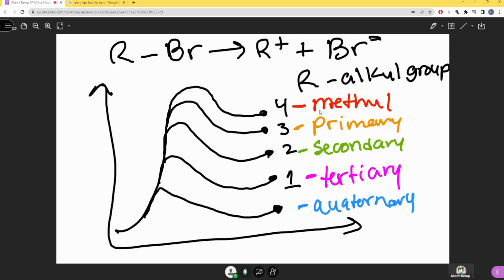Wait, so methyl has the highest energy out of all these, and then enthalpy means like energy, right? It's another word for it. Yeah. Okay. So methyl is the highest because that's a carbocation, a carbon, and all the other attachments are just hydrogen. There's no type of carbon attachment whatsoever. So, oh my lord, a carbocation like this is very unstable.